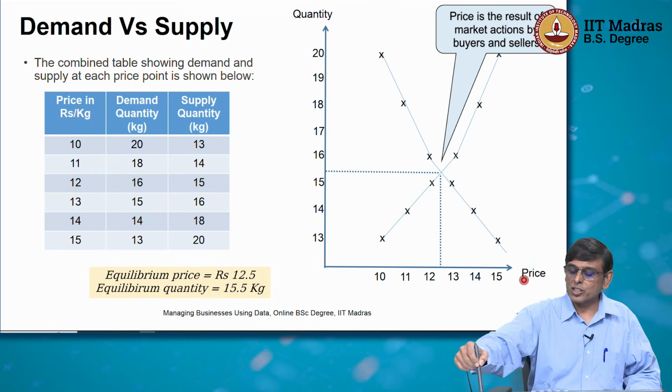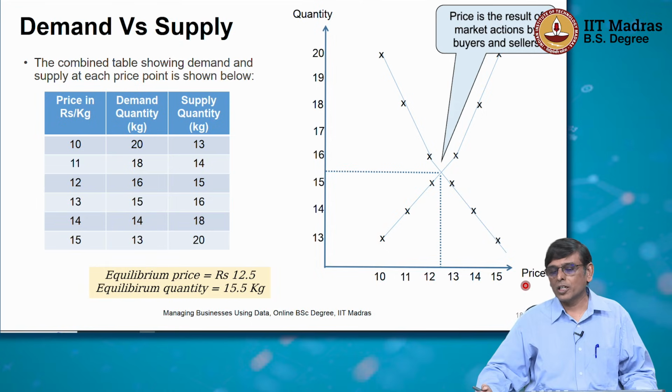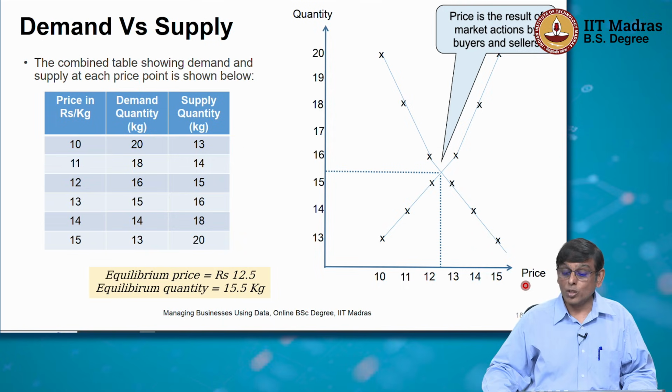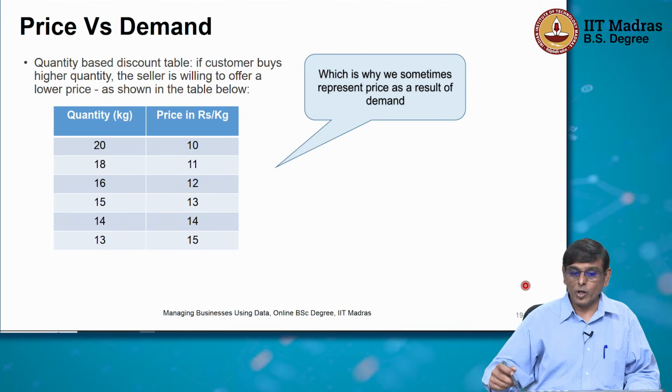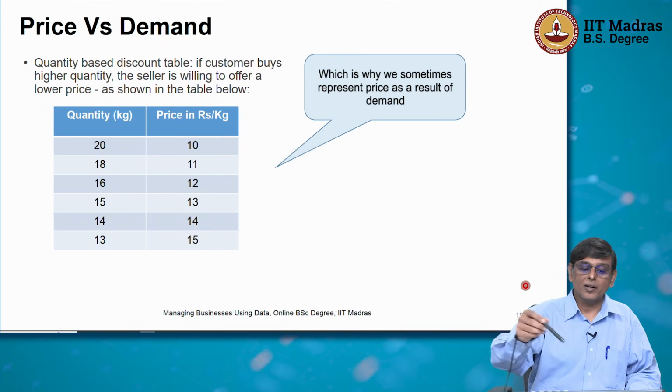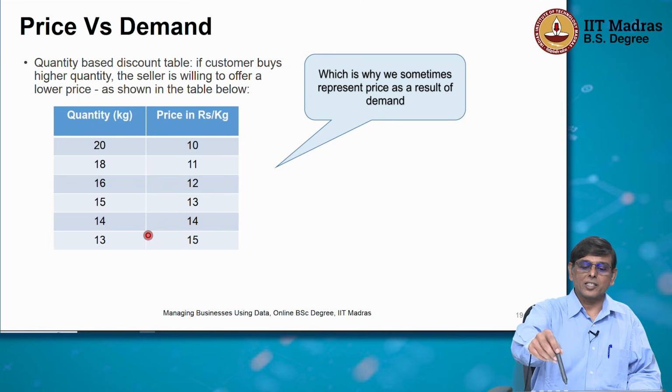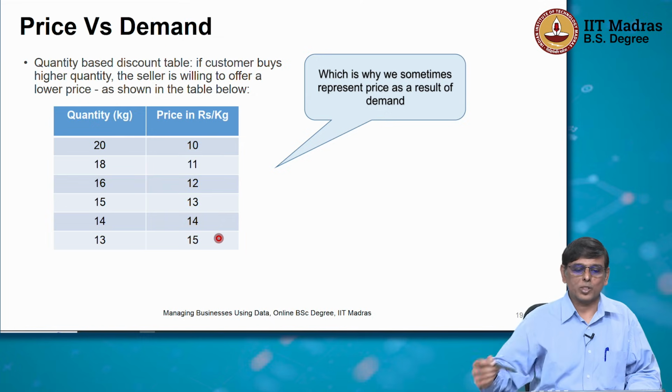Where did it come from? How did the seller decide to set a price in the first place? There are multiple sellers; how can they all coordinate and set the price? They cannot. So the market determines the price, and price is an outcome. If price is an outcome, should we not be putting demand on the x-axis and price on the y-axis? This is another question.